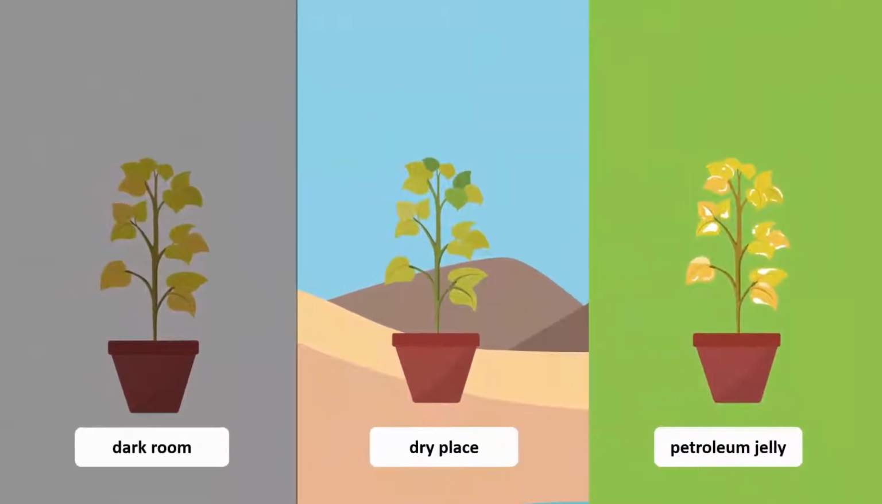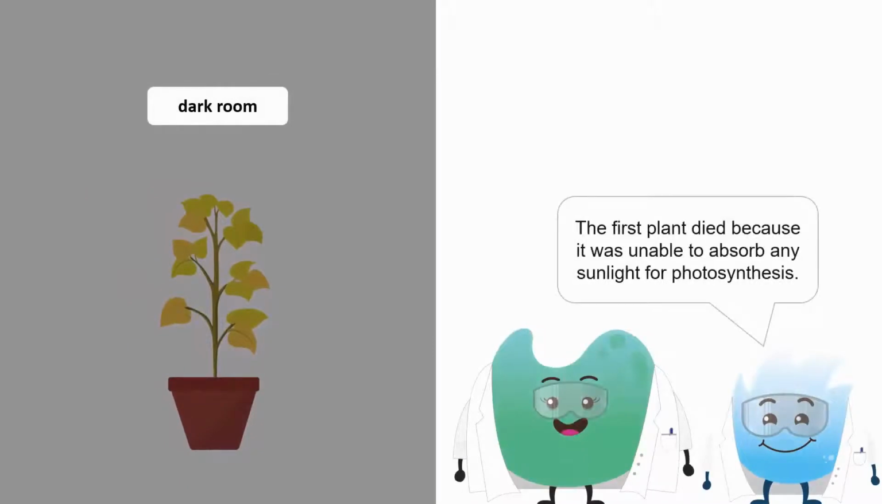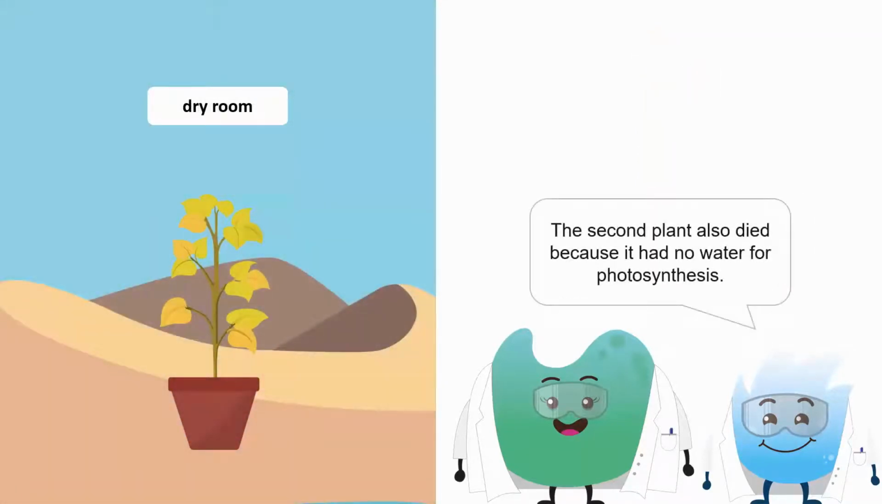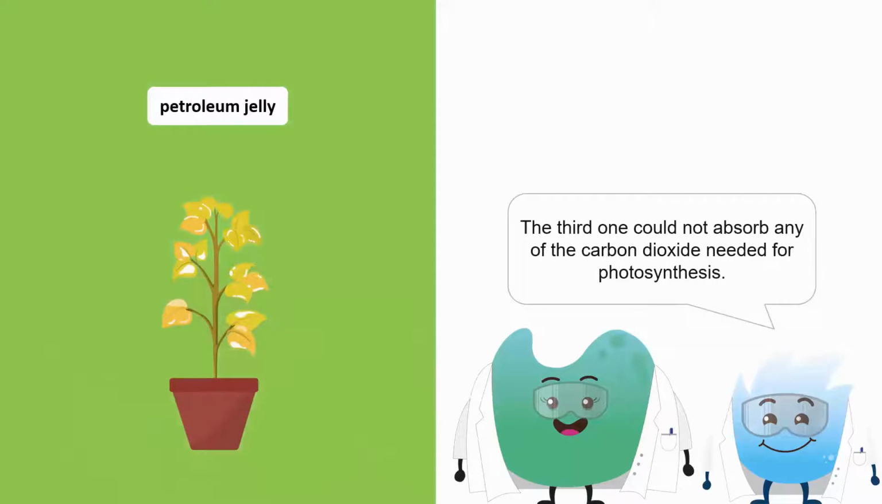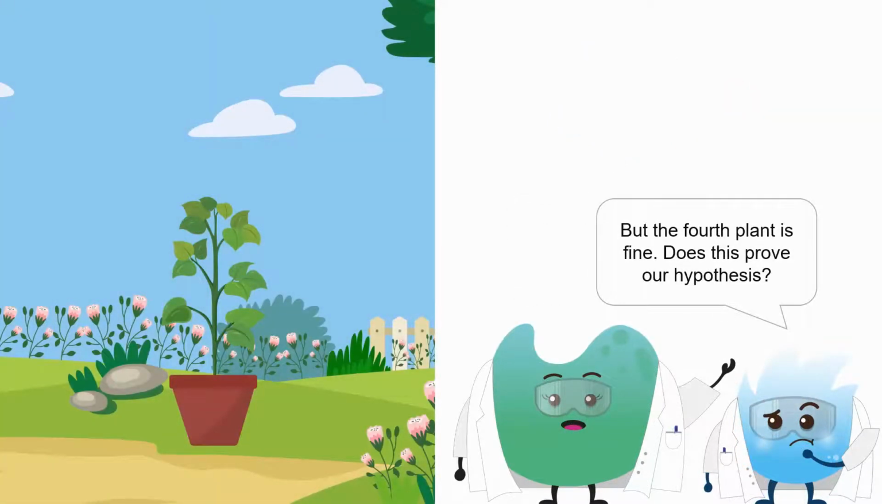3 of the plants have died. The first plant died because it was unable to absorb any sunlight for photosynthesis. The second plant also died because it had no water for photosynthesis. The third one could not absorb any of the carbon dioxide needed for photosynthesis. But the fourth plant is fine.